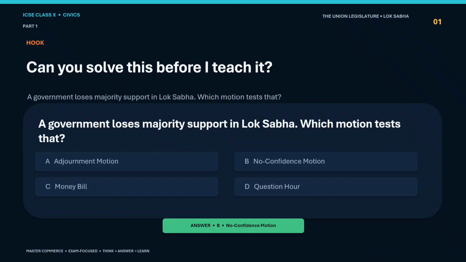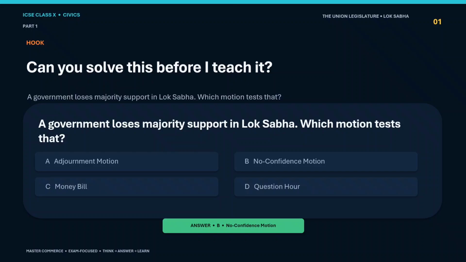Before we start, I want you to answer one question. Imagine a government is in power, but suddenly there is a doubt about whether it still has majority support in the Lok Sabha. Which parliamentary move can actually test that? Think for 3 seconds. The answer is a no confidence motion. If you got it right, excellent. If not, don't worry. By the end of this video, you will know exactly why.